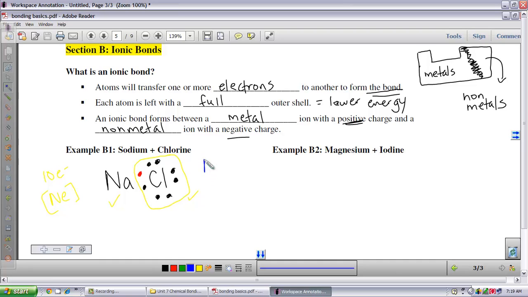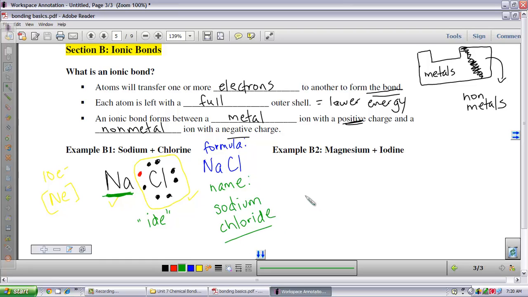Now let's look at how we would write this. We have 1 sodium, cations are first, 1 chlorine, so you just write the formula. This is the chemical formula, NaCl. Now to name it, the first one keeps the name like normal. He keeps his name just the way it was before. But the second one, you add the "ide" to the end. So in this case, you're going to call this sodium chloride instead of chlorine. So that's how you name it.